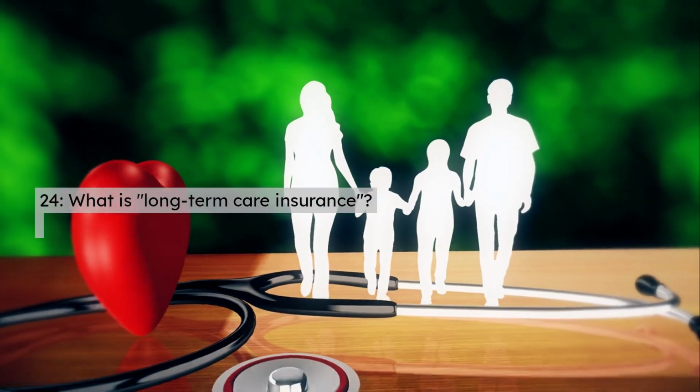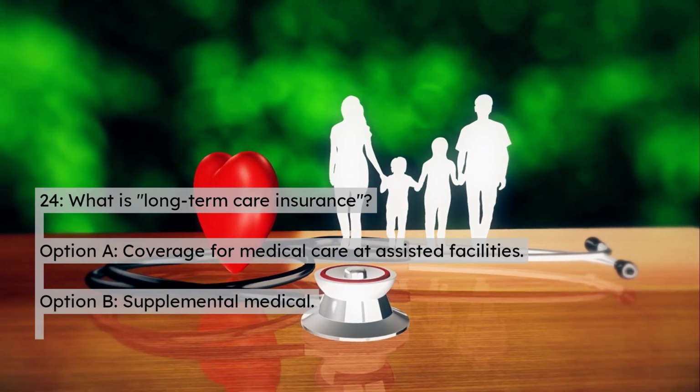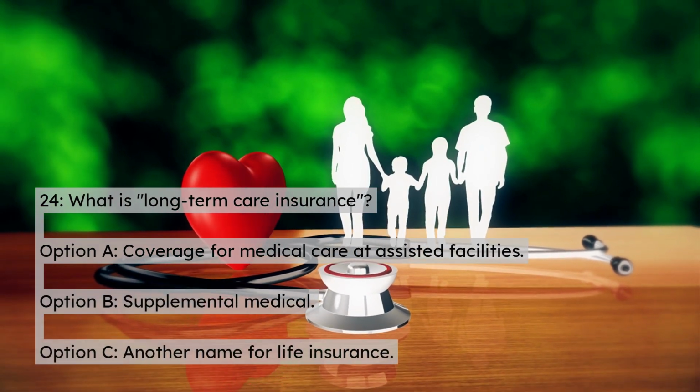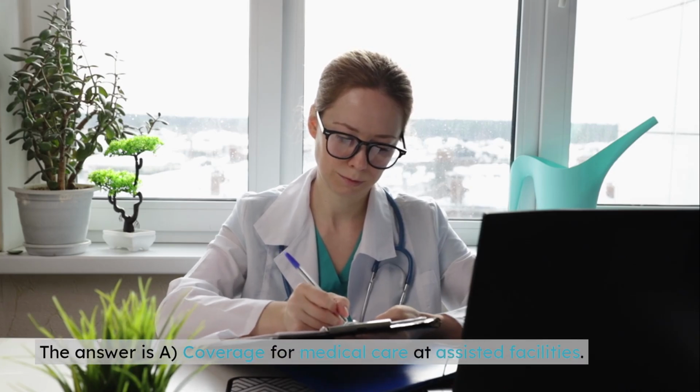24. What is long-term care insurance? Option A, coverage for medical care at assisted facilities. Option B, supplemental medical. Option C, another name for life insurance. The answer is A, coverage for medical care at assisted facilities.